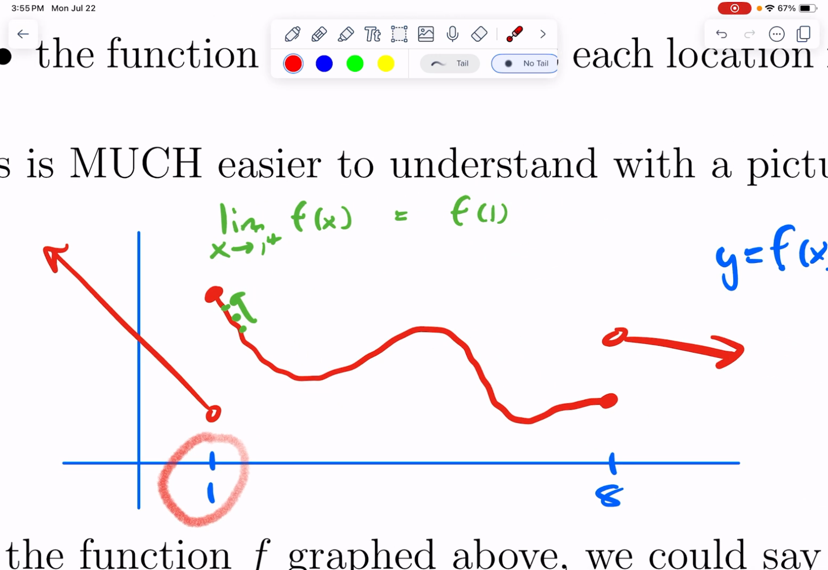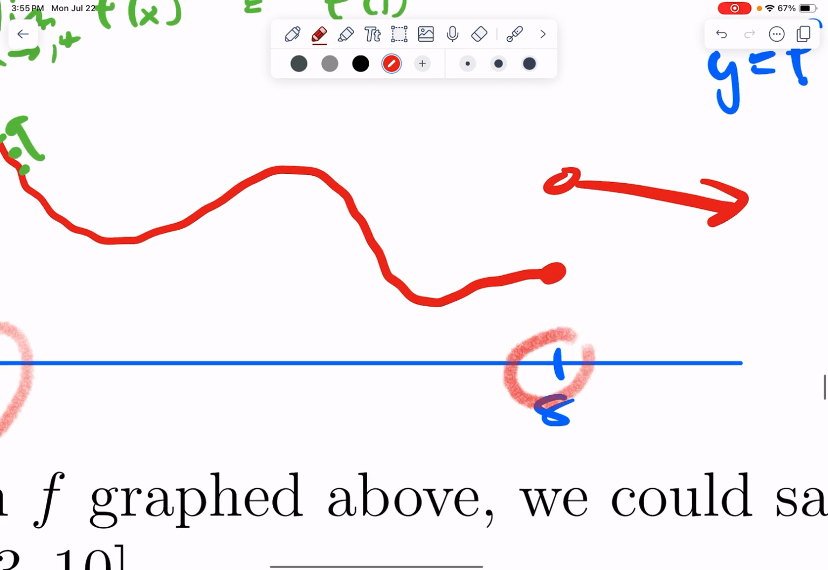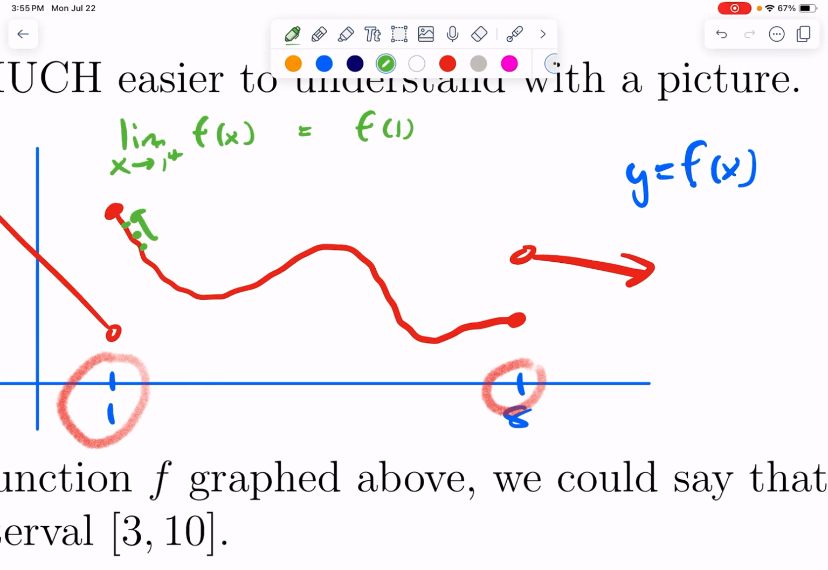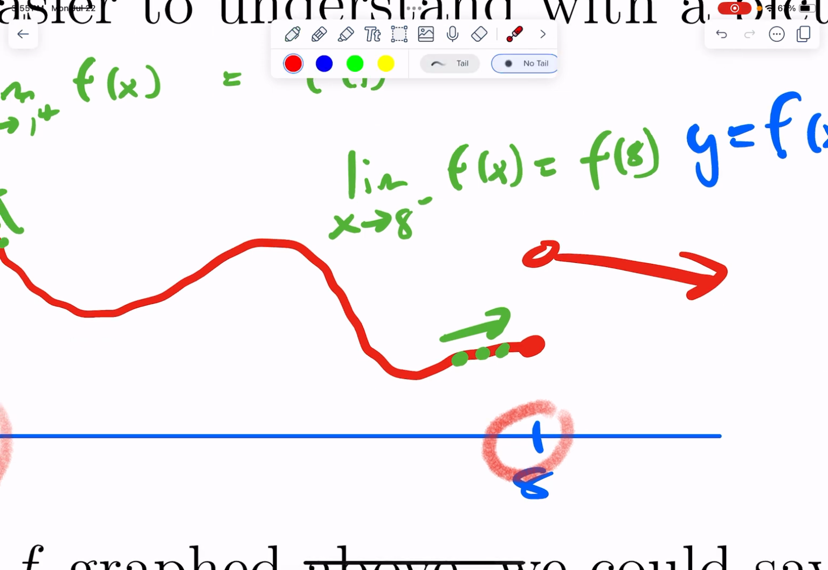If I come in from the rest of the interval, what I am approaching is the same as what I have. If I look at the other side, at the right endpoint, it's in reverse. Here's my right endpoint. Here is the stuff approaching that from within the interval. So in this case, we're approaching x equals 8 from the left. And that's the same as the actual y value we have. I don't know what that y value is, but I know the y value I am approaching is the same as the y value I get.